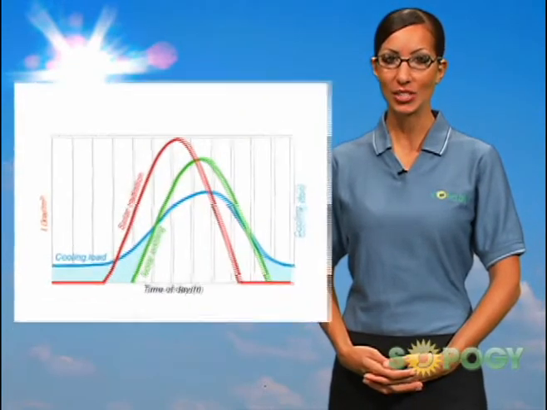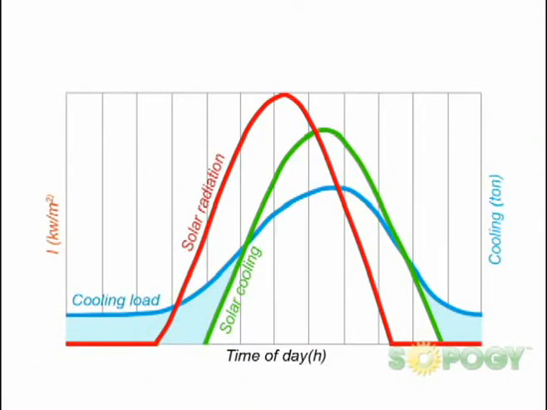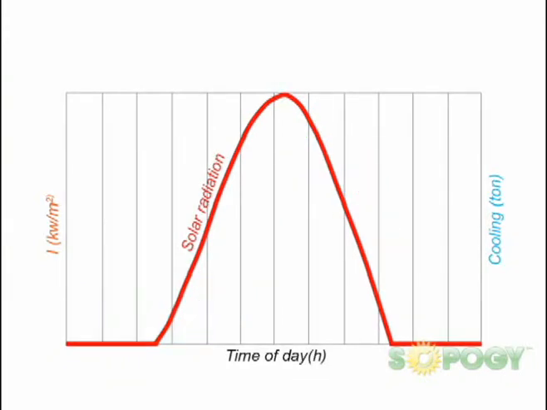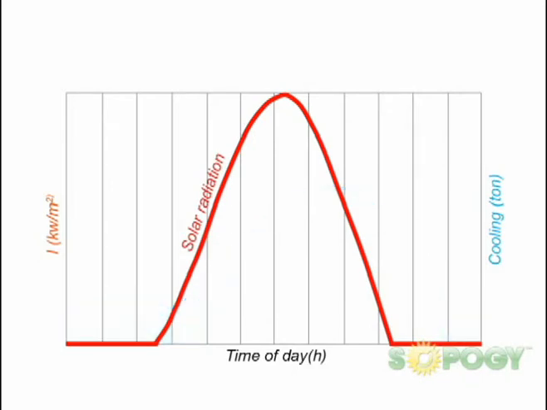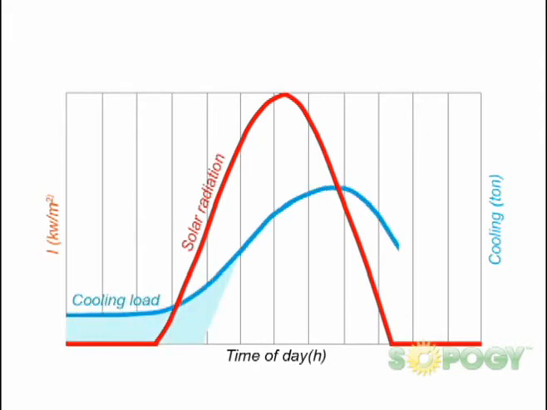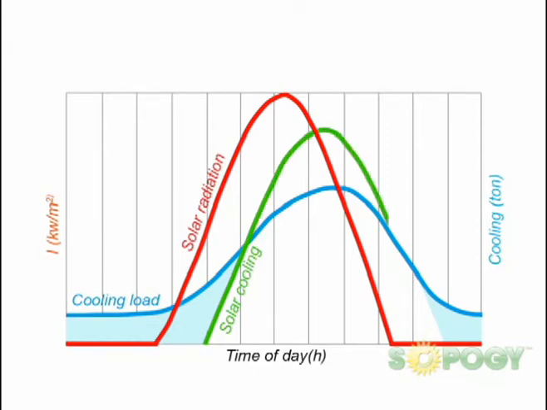As demonstrated in this graph, solar air conditioning is an ideal renewable energy solution as there is a direct correlation between solar radiation and cooling load demand. The red line signifies the available solar radiation on a typical summer day, the blue line signifies a typical building cooling load, and the green line signifies a typical cooling load harnessed from solar energy.